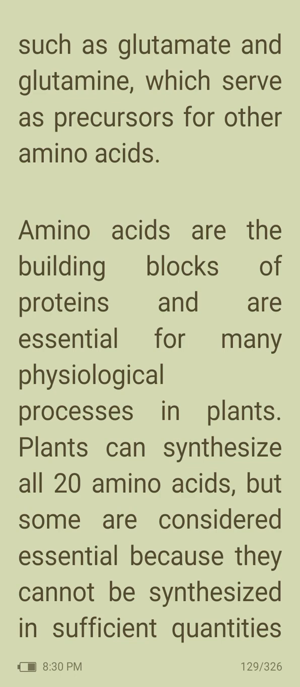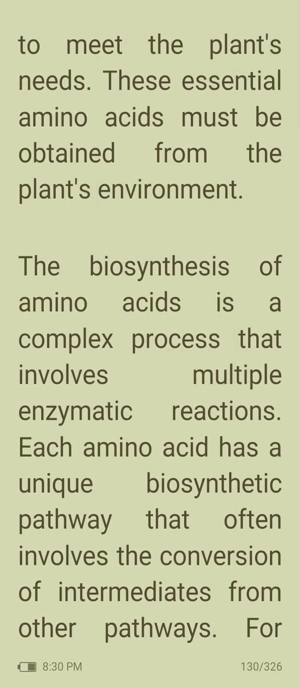for other amino acids. Amino acids are the building blocks of proteins and are essential for many physiological processes in plants. Plants can synthesize all 20 amino acids, but some are considered essential because they cannot be synthesized in sufficient quantities to meet the plant's needs. These essential amino acids must be obtained from the plant's environment.